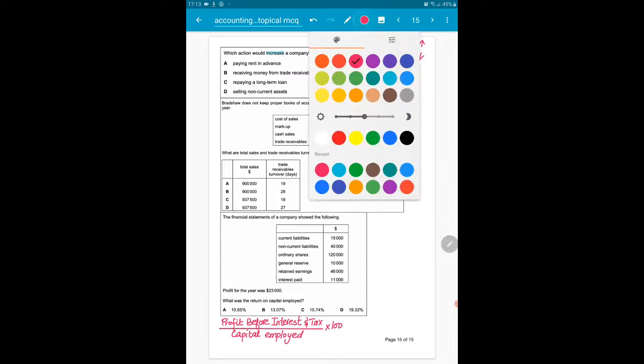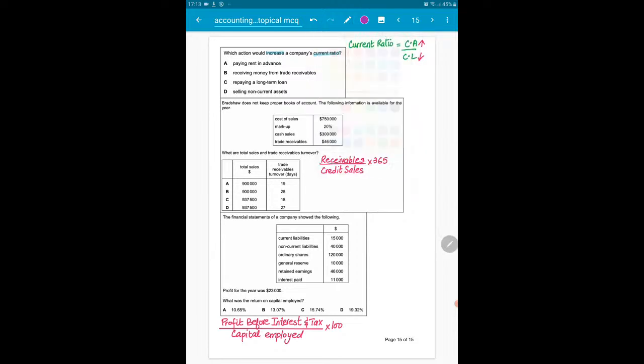So let's go through the options here. If we talk about paying rent in advance, there will be a cash outflow. So your cash will decrease, which means your current assets are going to decrease. So definitely this will not help the current ratio to improve or increase. That's why option A is eliminated.